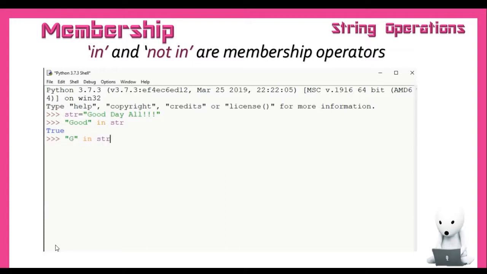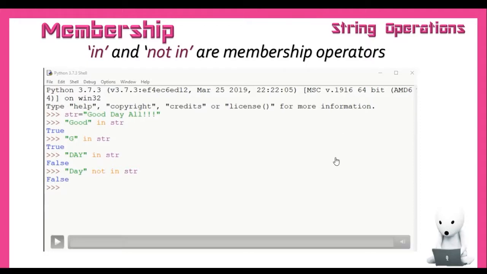We can also check a given character. G in str again returns true because G is present there. If you write capital DAY in str, it returns false because day in the string is in small letters, not in capital letters. And if you write day not in str with capital D and small ay, it returns false because it is present in str.